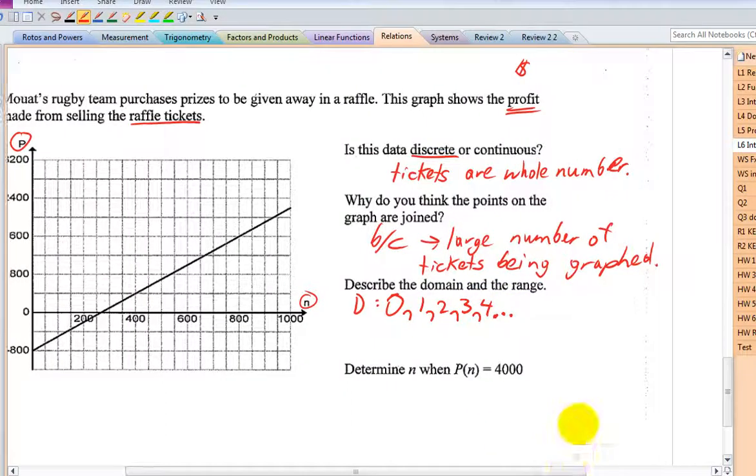What would we do if we wrote that as an inequality? Please write that as an inequality. Make sure you mention the stipulation. There you go. So x is greater than or equal to 0, but it must be whole numbers. Okay. What about your range?